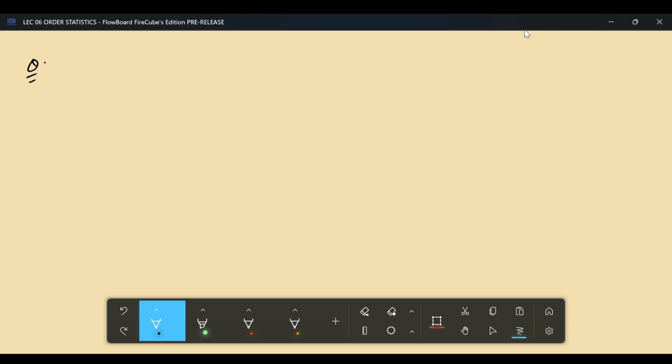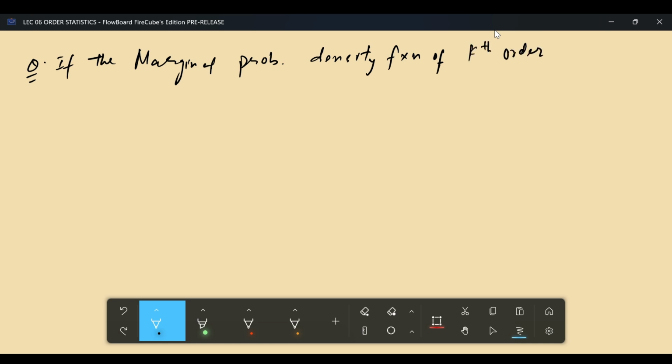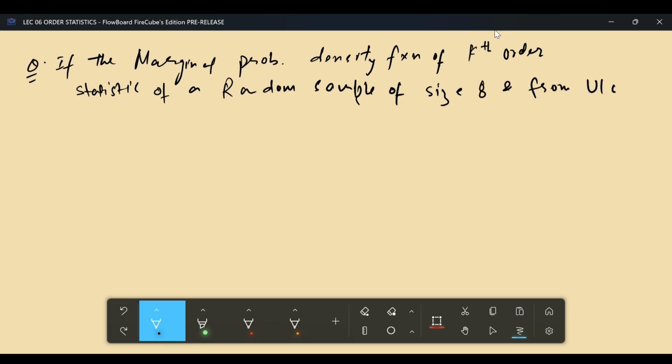Now see, another question. If the marginal probability density function of the kth order statistic of a random sample of size 8 from uniform 0 to 2 is f of x equal to 7 by 32 x to the power 6 into 2 minus x, where x is between 0 and 2, then find k.